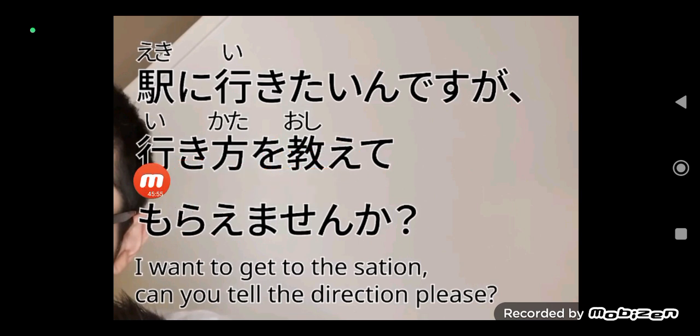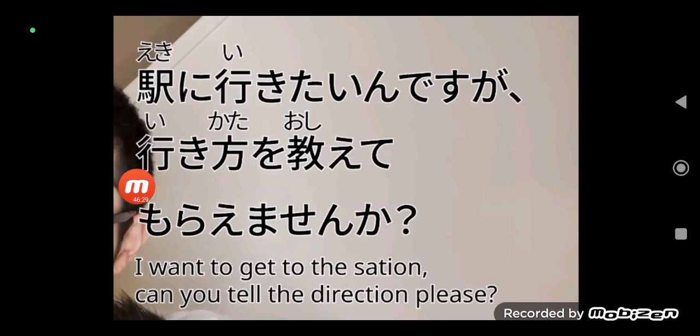Ikikata o oshiete moraimasen ka? Ikikata is way. Oshiete is to teach. Ikikata o oshiete moraimasen ka? Moraimasen ka is, will you let me absorb that kind of information that you will be teaching to me? So eki ni ikitai desu ga, ikikata o oshiete moraimasen ka? I want to get to this station, and can you please tell me the direction, please?